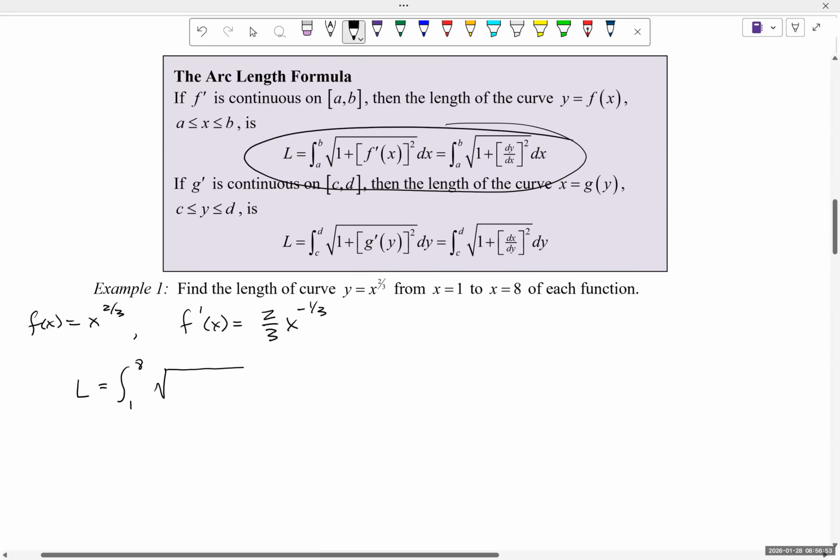We have the square root of 1 plus 2/3 x to the negative 1/3, squared, dx. Oliver, am I looking good so far? Yeah, Juan, we're good? Okay. Ryan, any ideas on what we might do? First of all, integrating this immediately is absurd. You're not going to use u-substitution on that. It's a horror show. So, Ryan, any ideas on what you might do to start simplifying this thing?